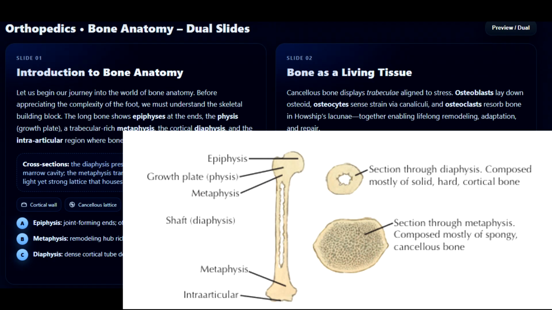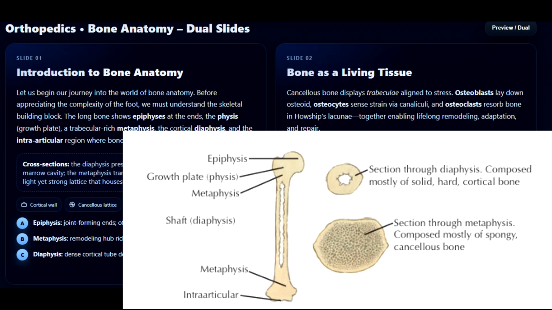In contrast, when we cut through the metaphysis, the architecture looks entirely different. Here we find cancellous bone, also called spongy bone, which appears as a lattice or honeycomb. This arrangement may look delicate, but it is remarkably strong while also being light, and it provides space for bone marrow where blood cells are produced.